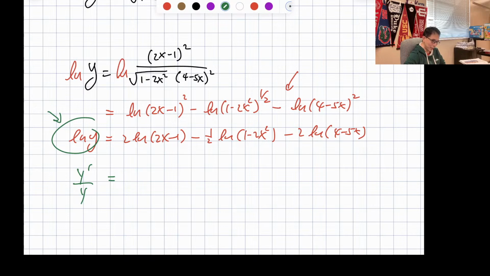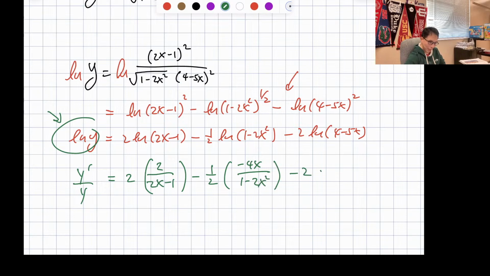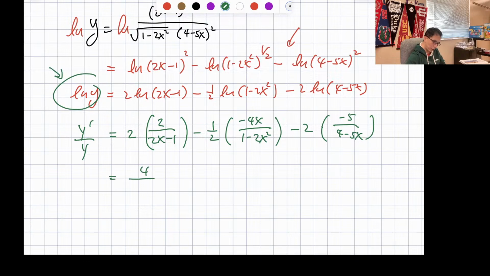And I'm going to take a derivative of this side, so it'll be 2 over 2x minus 1, minus 1/2 times negative 4x over 1 minus 2x squared, minus 2 times negative 5 over 4 minus 5x. Now that's going to give you 4 over 2x minus 1, plus, because the 2 and this cancel out, 2x over 1 minus 2x squared, plus 10 over 4 minus 5x.